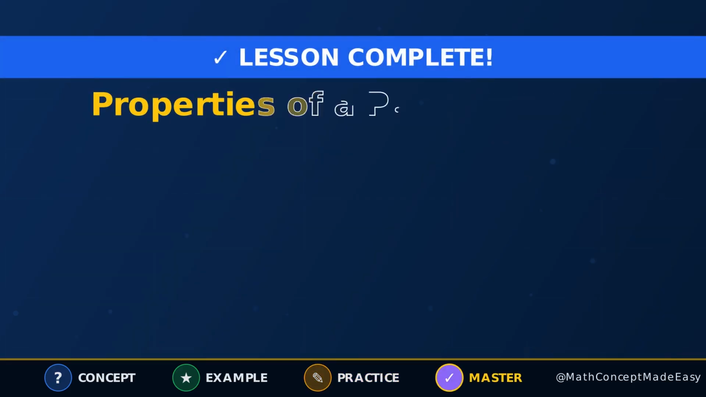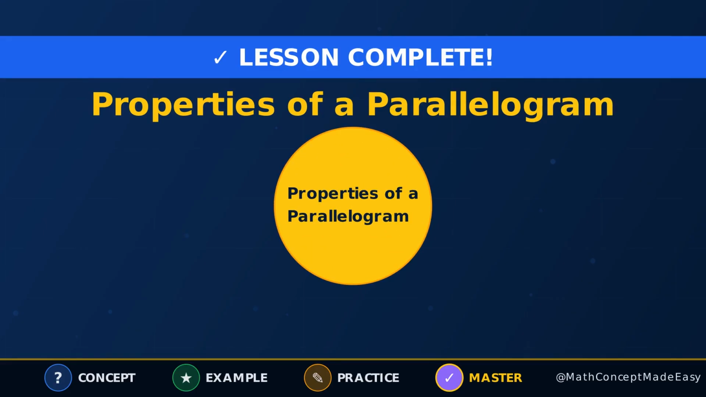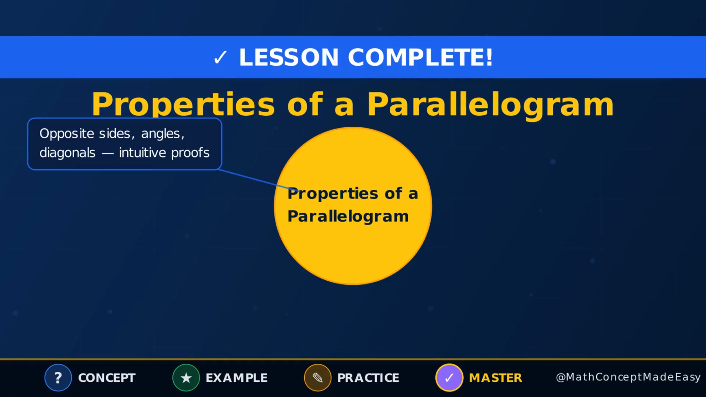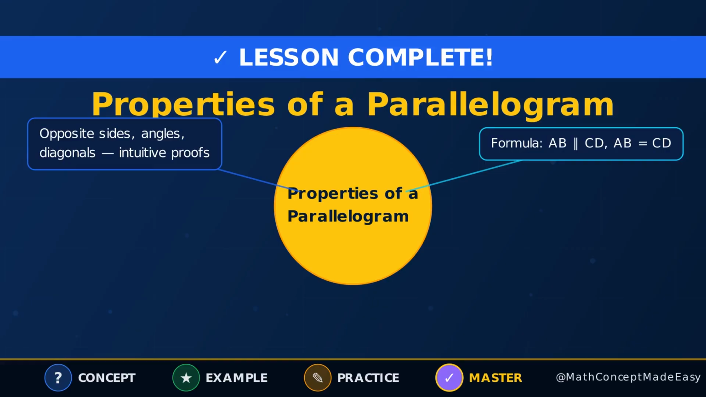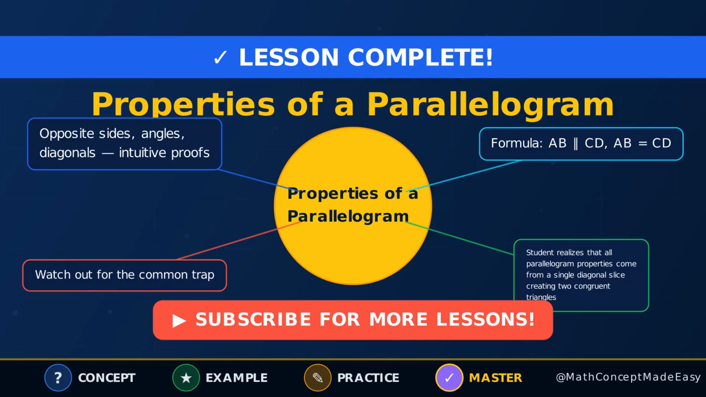Let us bring today's lesson together in one picture. At the center of everything sits properties of a parallelogram. We explored opposite sides, angles, diagonals, intuitive proofs. The one formula to remember is side AB is parallel to side CD, and side AB is equal in length to side CD. Watch out for the common trap we discussed. And remember our goal, student realizes that all parallelogram properties come from a single diagonal slice creating two congruent triangles.